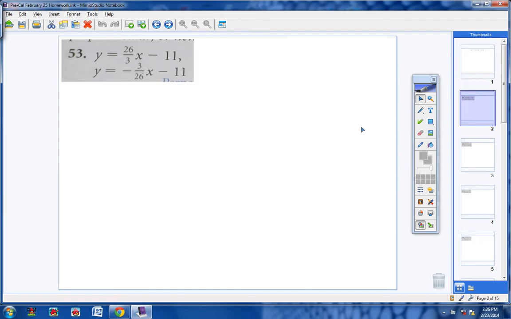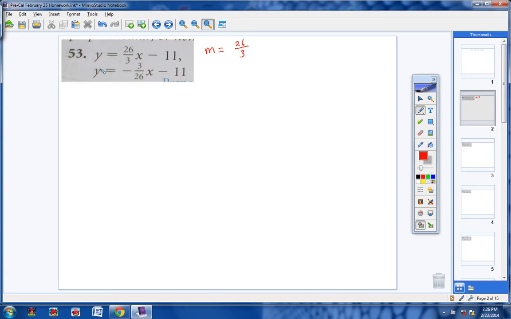Problem numbers 53 through 59: determine whether the lines are parallel, perpendicular, or neither. Wow, they really took it easy on you the first two, didn't they? Notice here that y is already all by itself, so you know the slope for this line is 26 over 3.